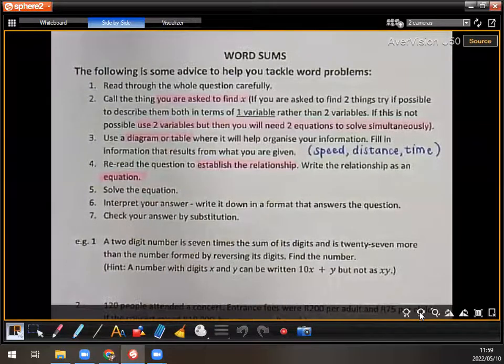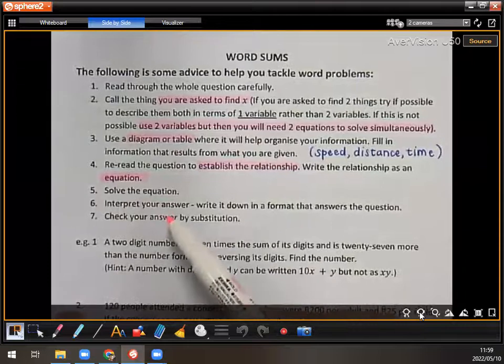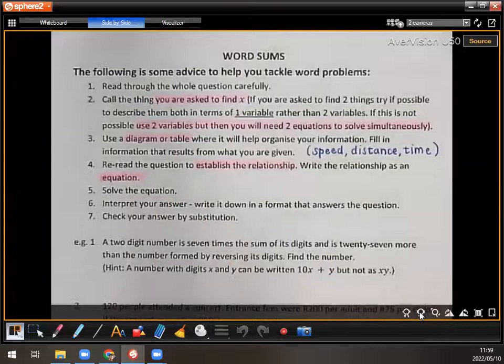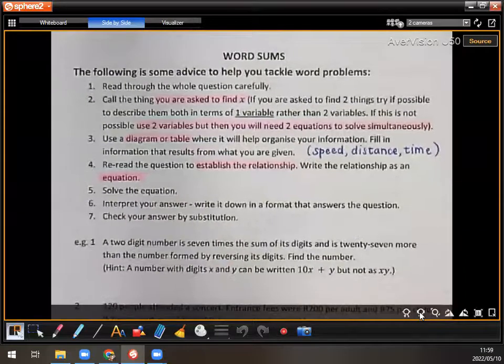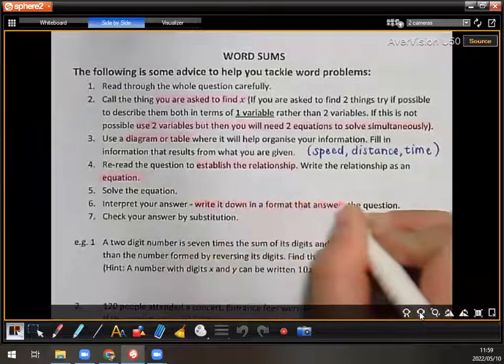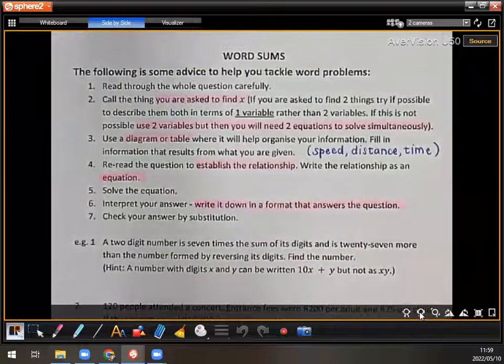Then obviously solve the equation, right? That's what we're going to have to do. Once we have our equation, we're going to solve our equation and then interpret the answer. You have to always answer what they're actually asking, guys. So sometimes you just solve for X and you think that's done. All right, but maybe you need to use your X value to calculate something else. So you need to look at what they're actually asking and write your answer down. You need to make sure that you're actually answering the question.